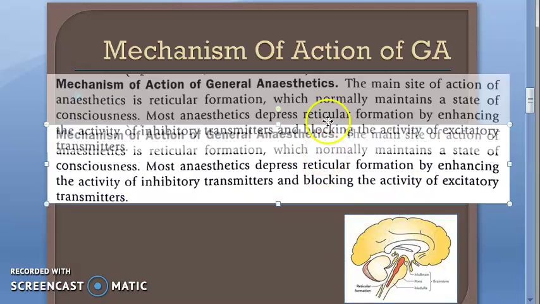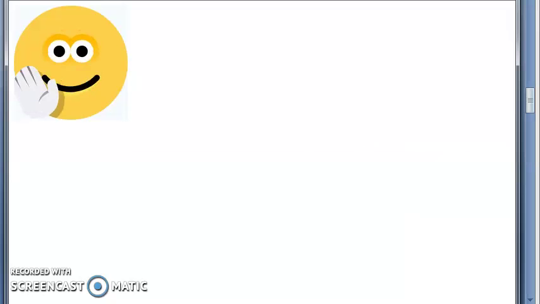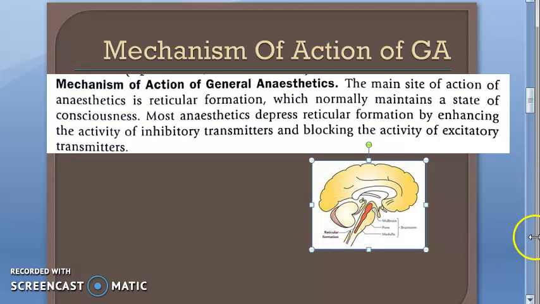Easy, no? Of excitatory transmitters. Easy? So, basically the mechanism of action is on the reticular formation. Increase the inhibitory action, reduce the excitatory action. Very good.